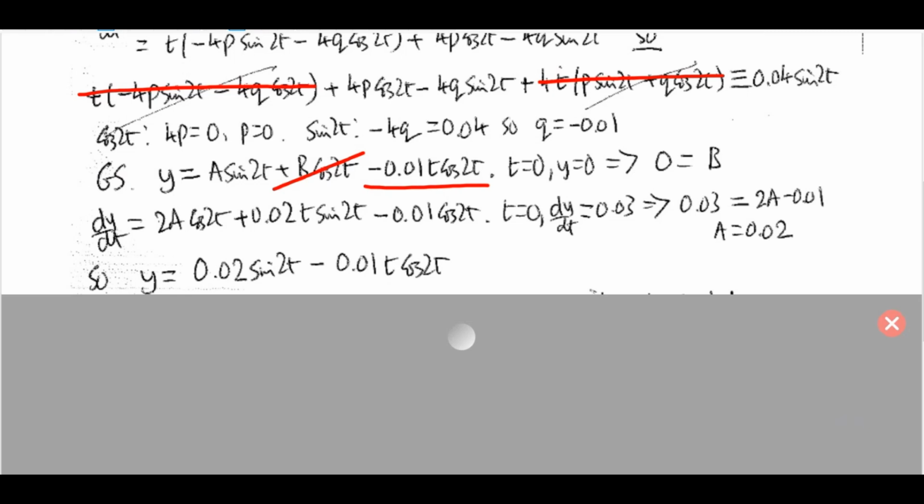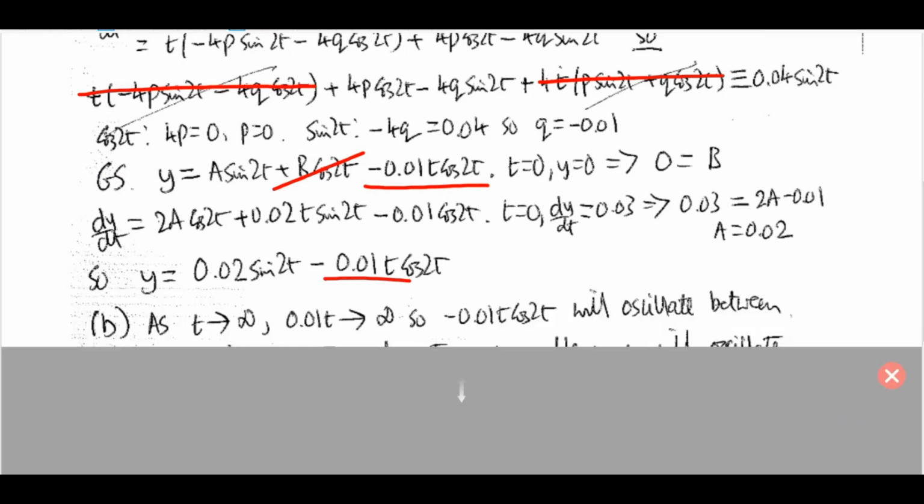Now, the first term is just a trig function, a multiple of sine 2t. That's just going to oscillate between a minimum and maximum value of 0.02. But there is a bit of an issue with the second term. The second term has got a factor of t in front of it. So it's a cos function, but it's multiplied by 0.01t. And as t gets larger, the amplitude corresponding to that bit is going to get larger and larger and larger. So this is the reason why it will fail.